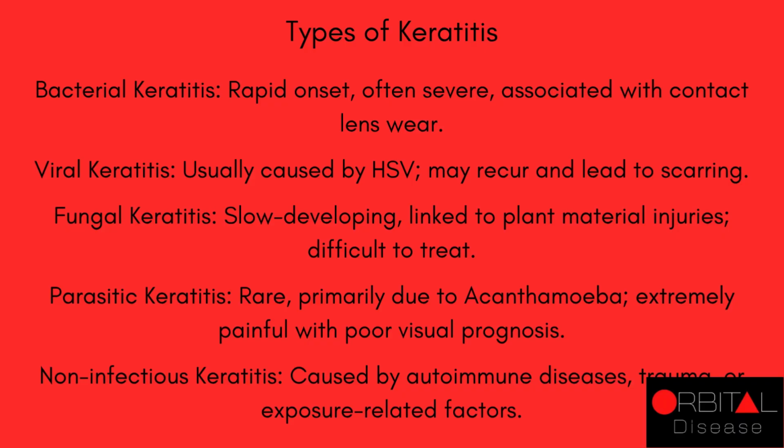Types of keratitis. Bacterial keratitis: rapid onset, often severe, associated with contact lens wear. Viral keratitis: usually caused by HSV, may recur and lead to scarring. Fungal keratitis: slow developing, linked to plant material injuries, difficult to treat. Parasitic keratitis: rare, primarily due to acanthamoeba, extremely painful with poor visual prognosis. Non-infectious keratitis: caused by autoimmune diseases, trauma, or exposure-related factors.